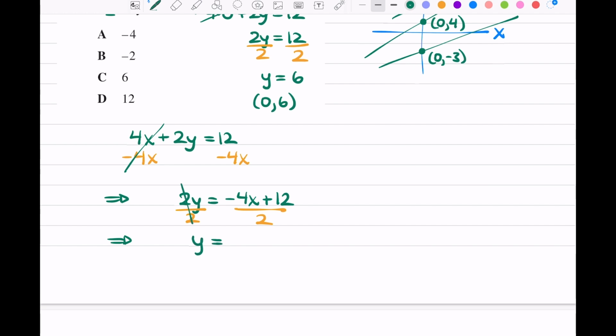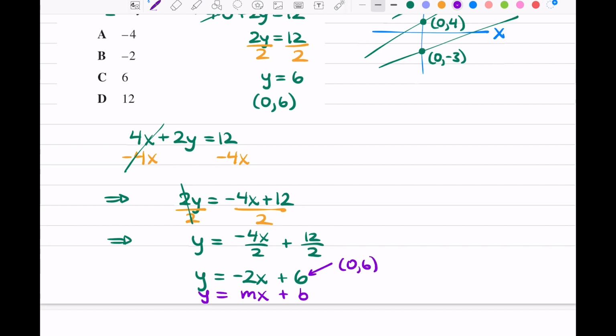So we get y, and on the right side, we can split this fraction into two pieces, negative 4x over 2 plus 12 over 2. That leads to negative 4 divided by 2 gives us negative 2 times x, and then 12 divided by 2 gives us 6. So this equation is in the form y equals mx plus b. Our b gives us the y-intercept, so this tells us that 0, 6 is our y-intercept.